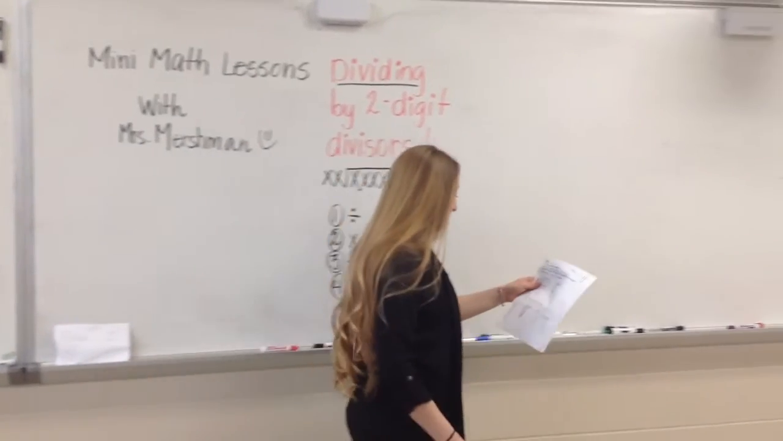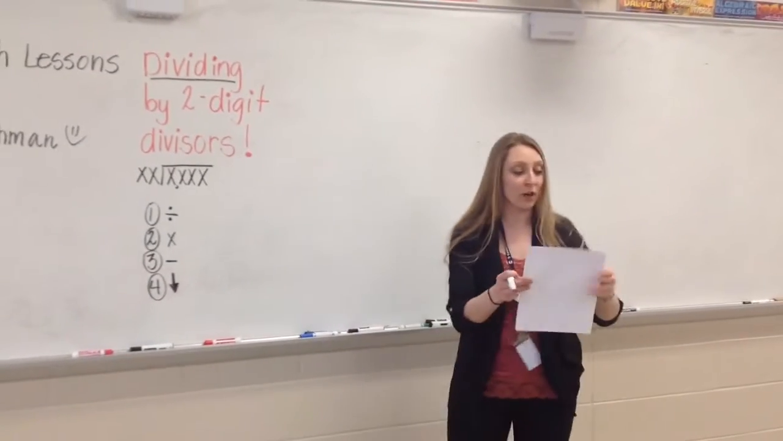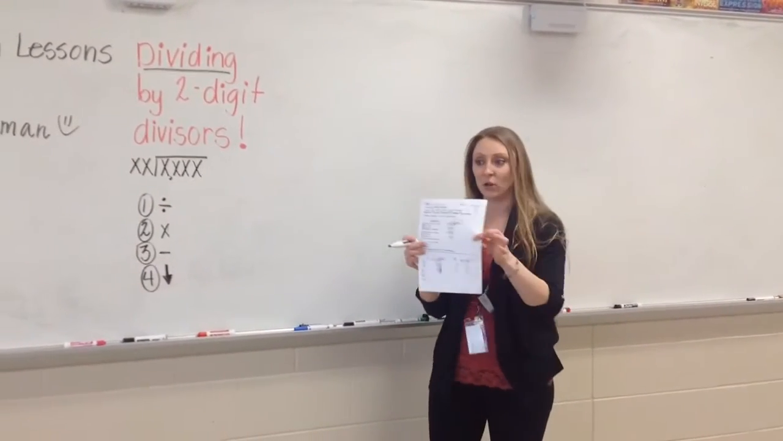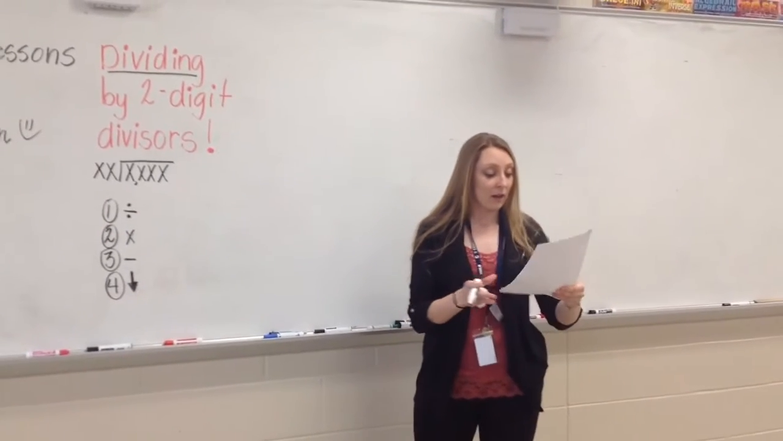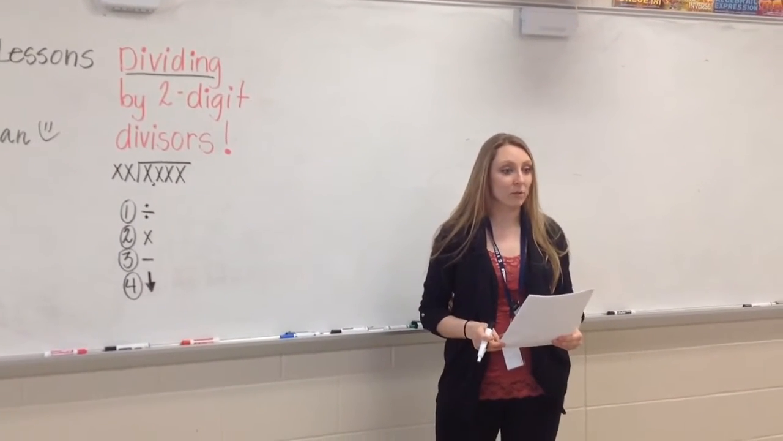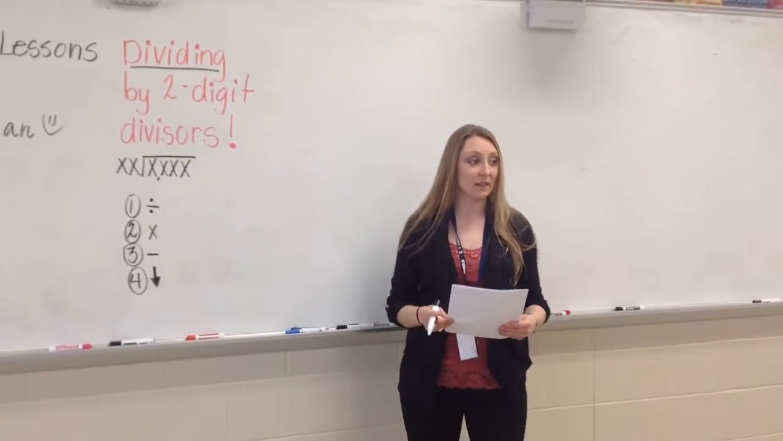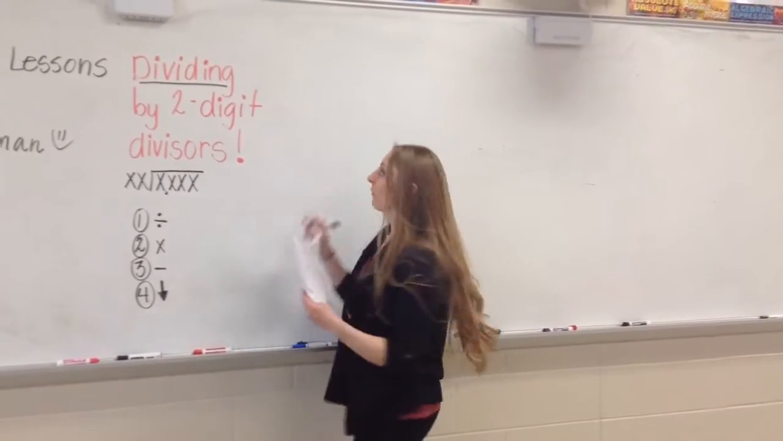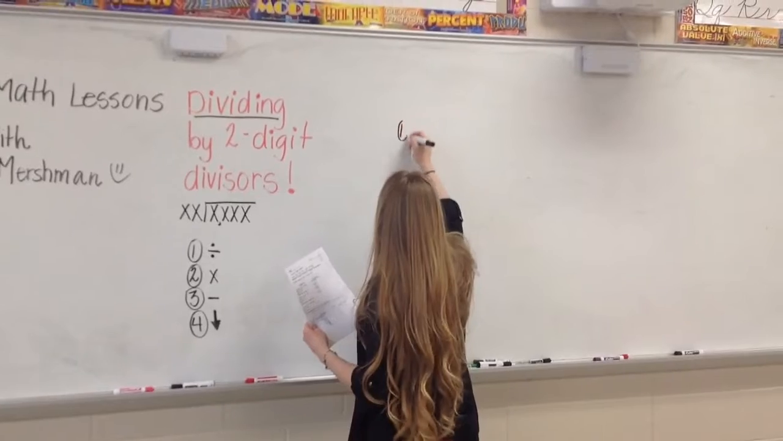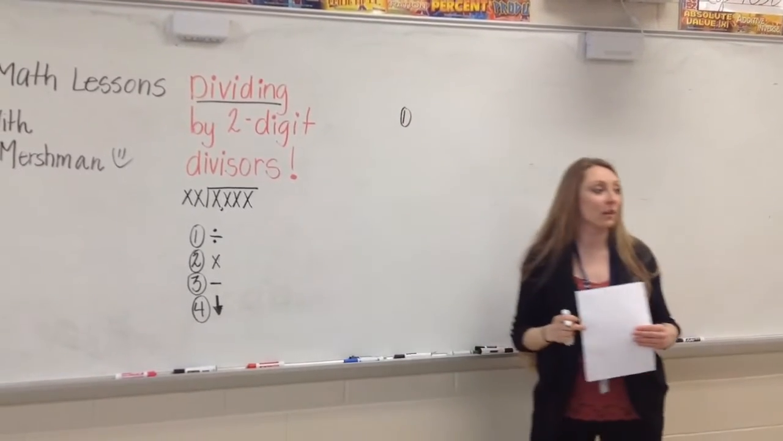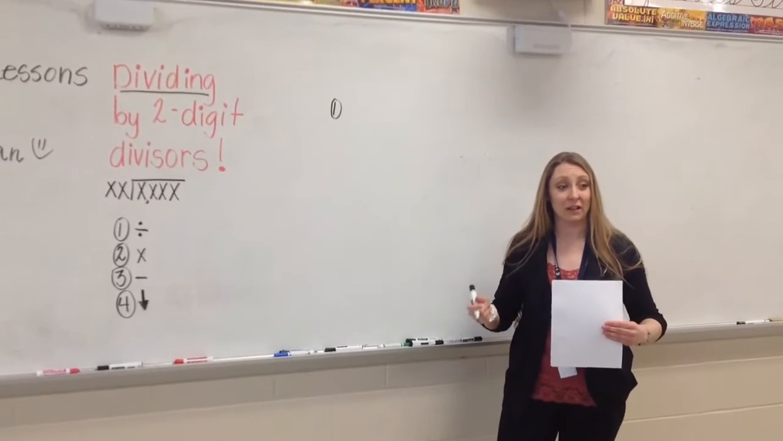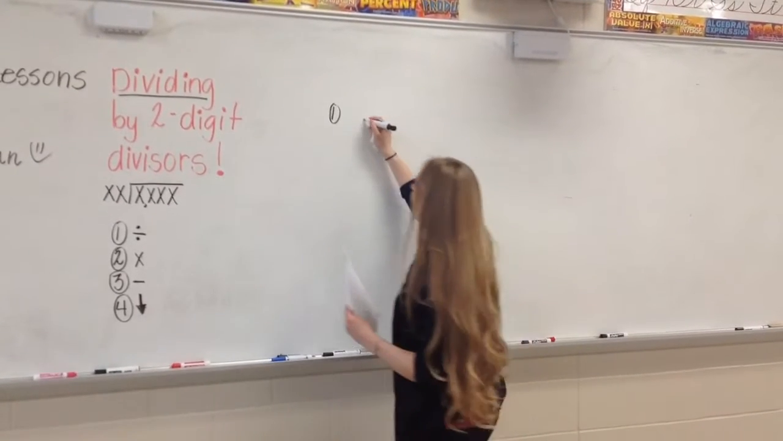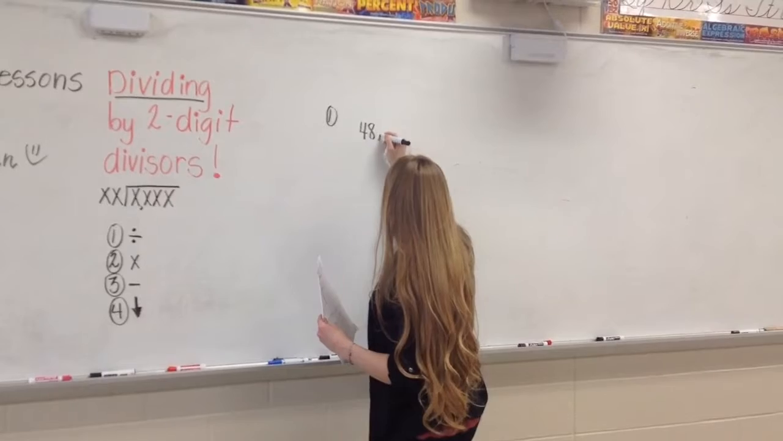So the first example that I have for you comes from the packet that I passed out on Wednesday, which by the way is due on Monday. The first and second problem is actually a little bit different than the example. What's different about the first problem is you're going to have a 0 in the quotient. So what that means is you're going to get something that's not divisible by your divisor of 48.